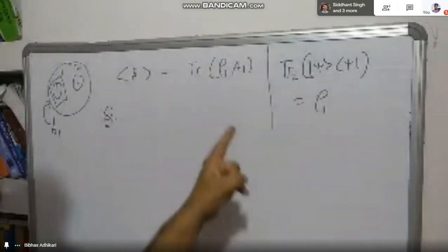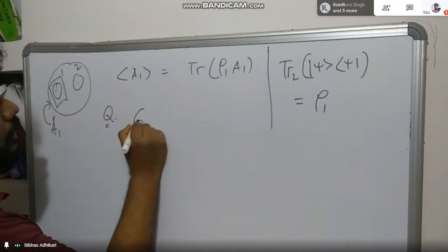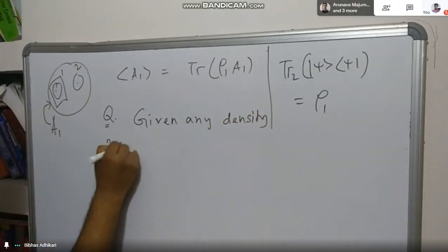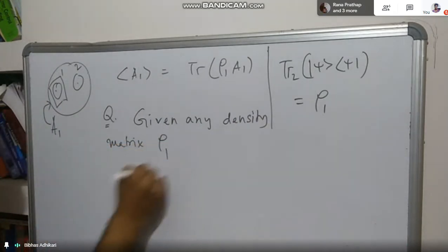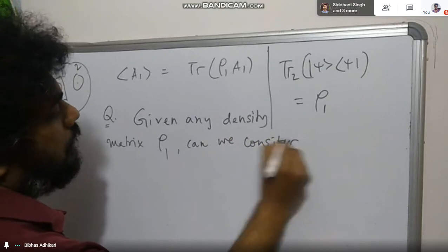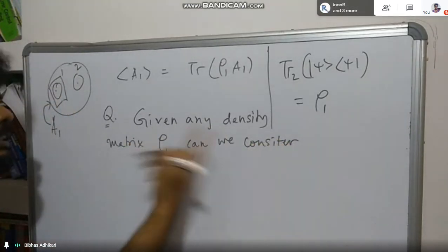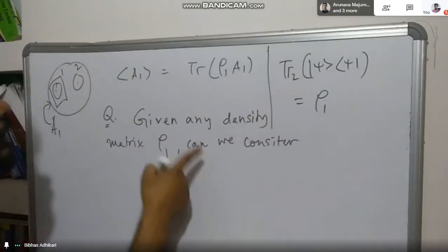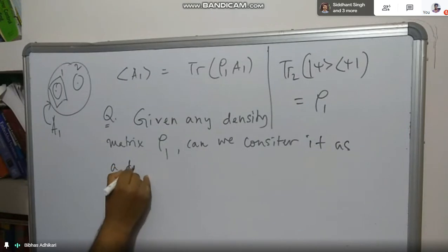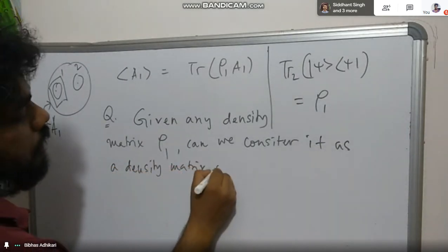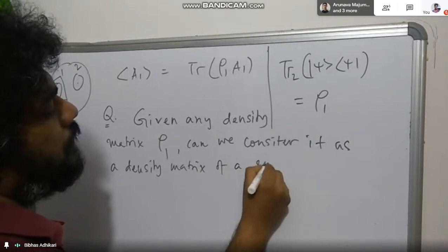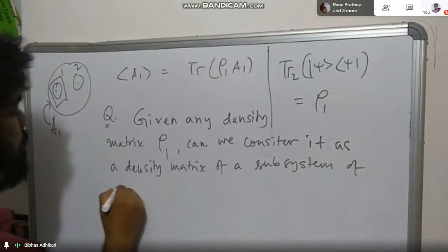So now the question is, given any density matrix, whatever it is, rho, or you can say rho 1. When you say given any density matrix, a density matrix corresponds to the state of a system. Can you consider it as a density matrix of a subsystem of a bipartite system?